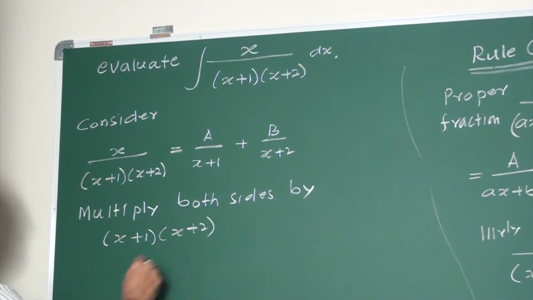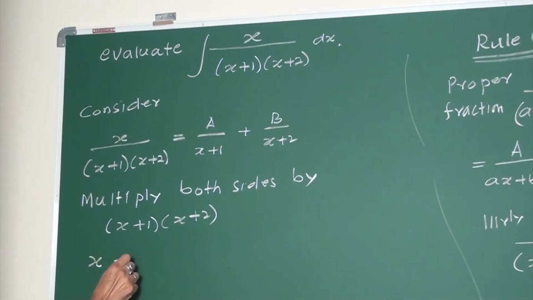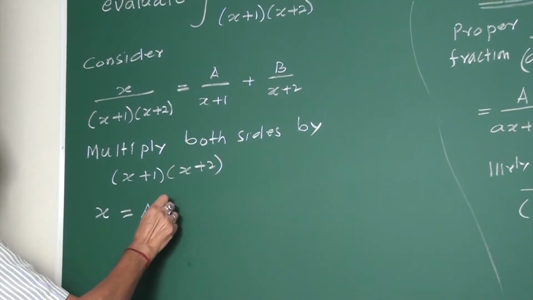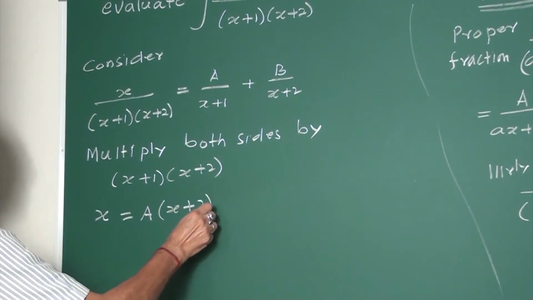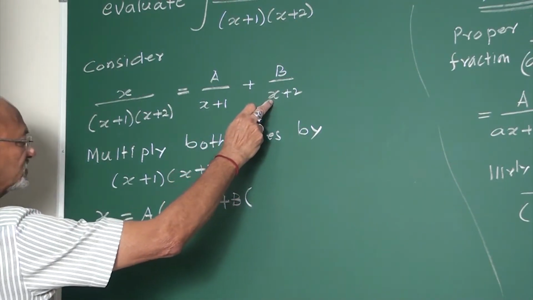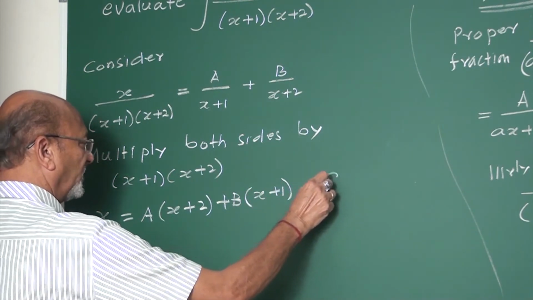Yes, my friend, it totally cancels, remains x equal to A into what cancels? x plus 1 cancels, you are left with x plus 2, plus B into x plus 2 cancels, you are left with x plus 1. You name this as identity 1.